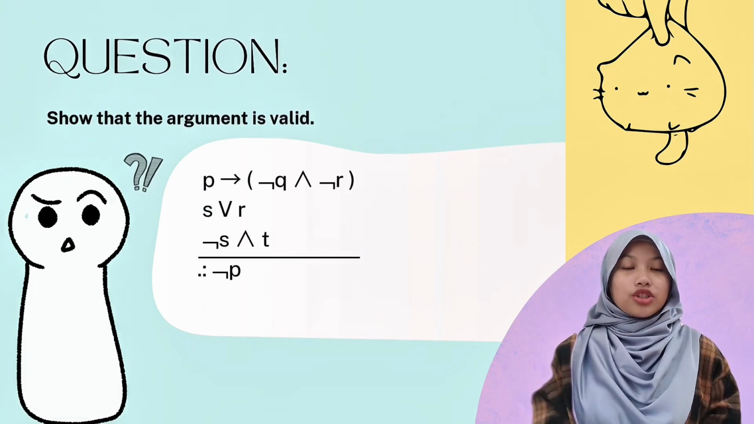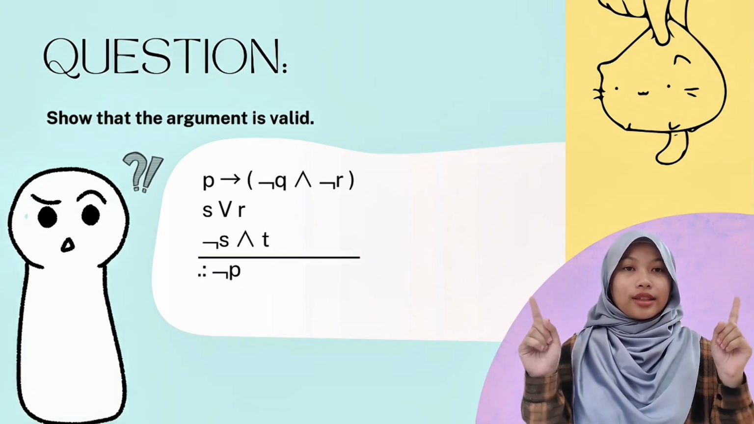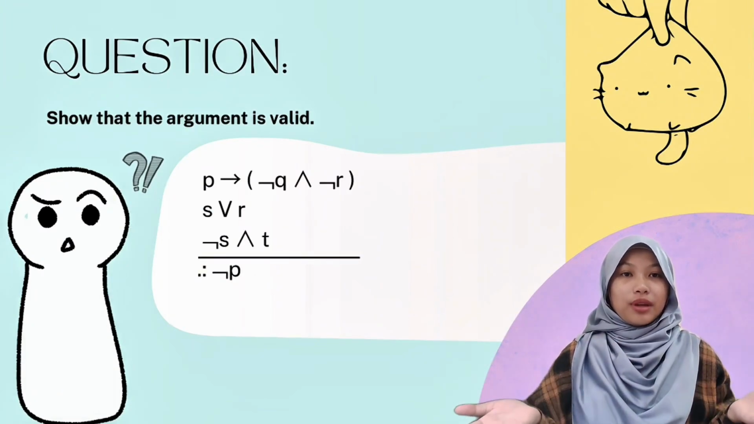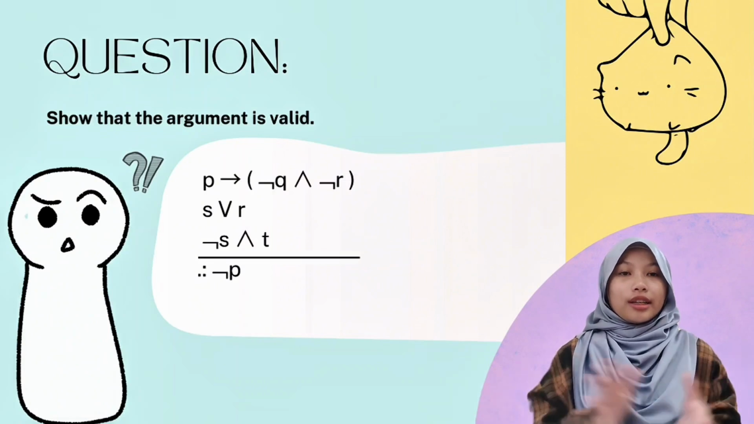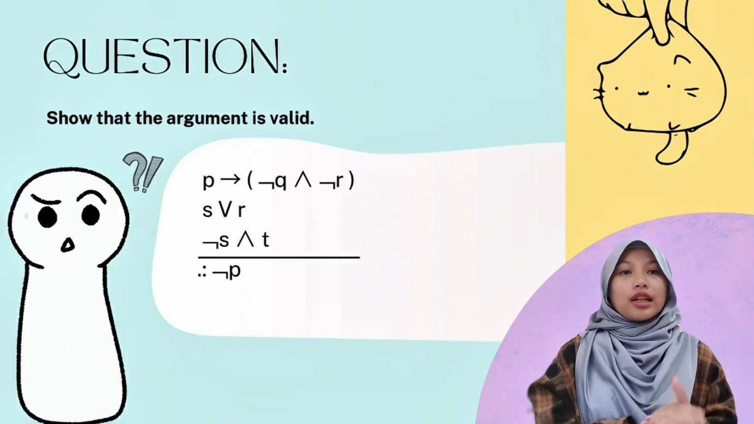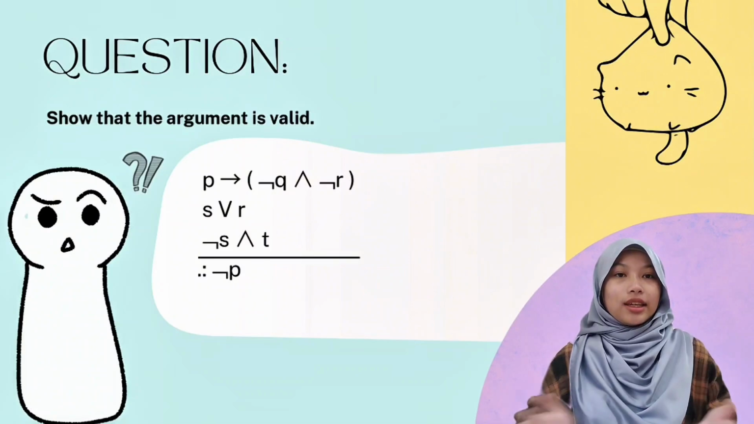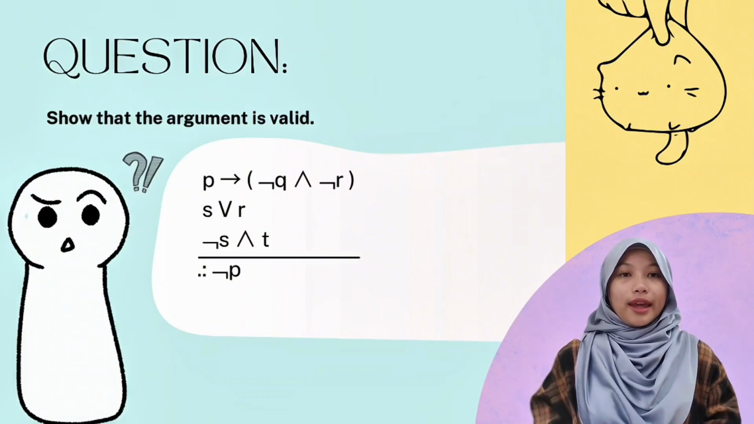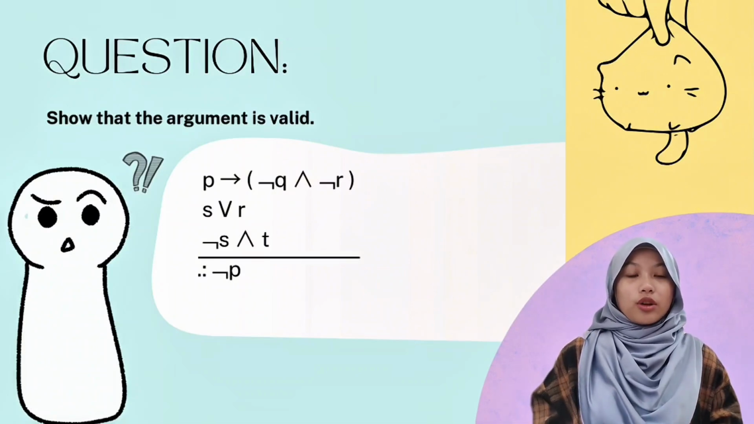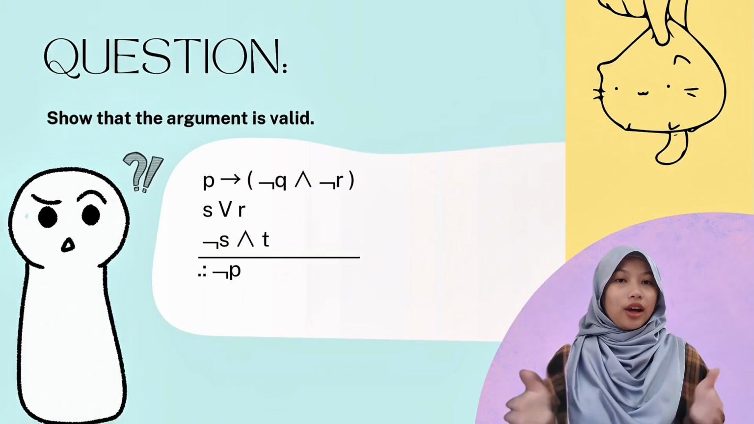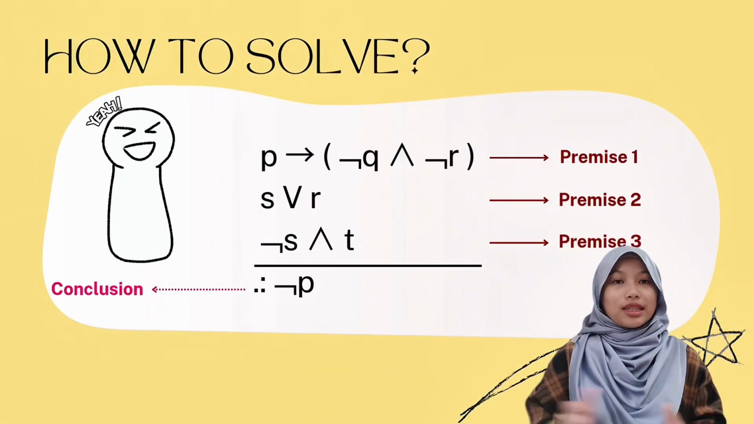Last question shows that the argument is valid. We are given P implies not Q and not R, then S or R, and lastly not S and T. Hence, we will need to prove that not P is true based on the given premises. Now, let's break it down step by step.